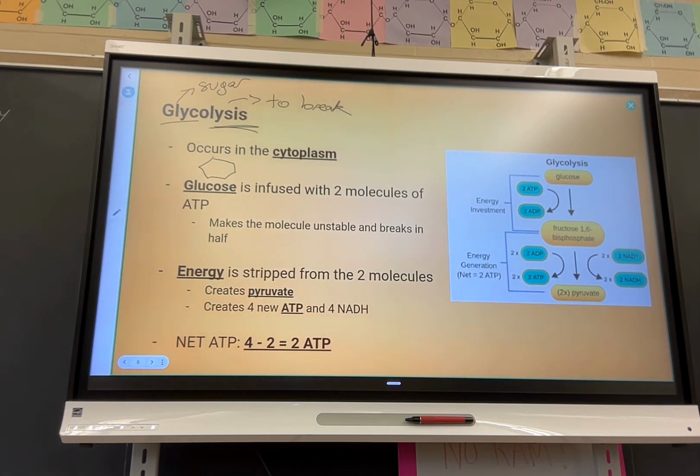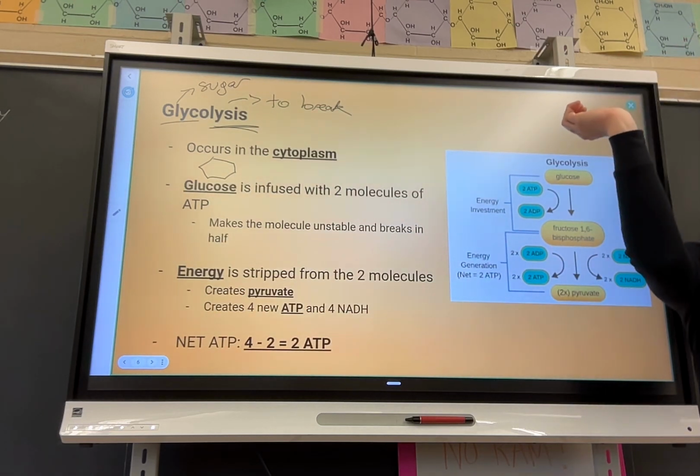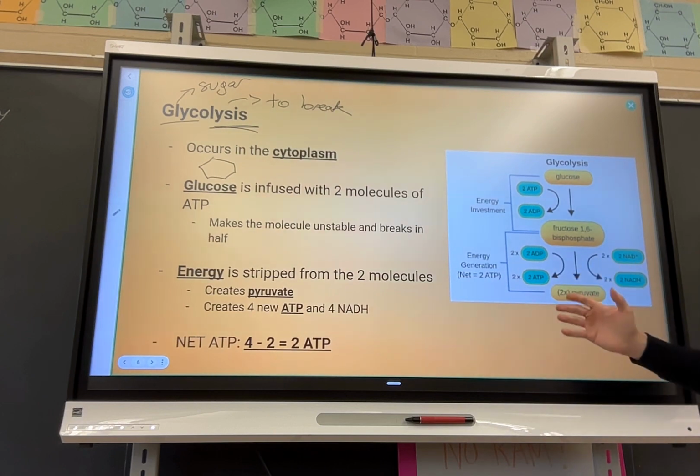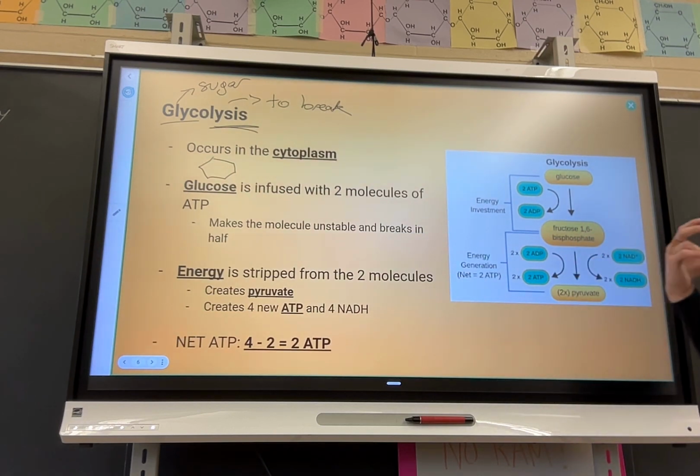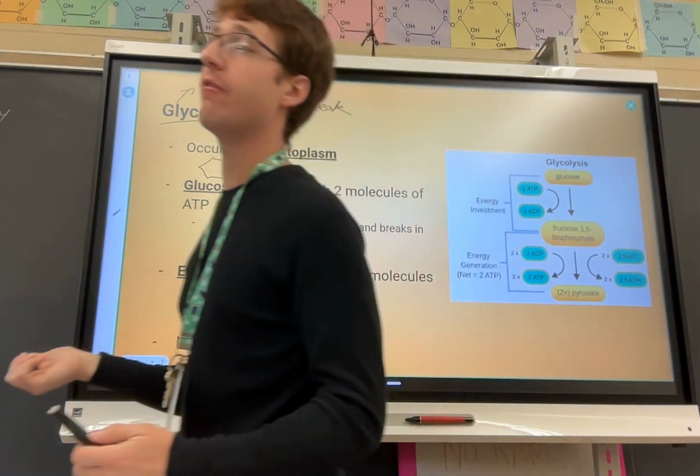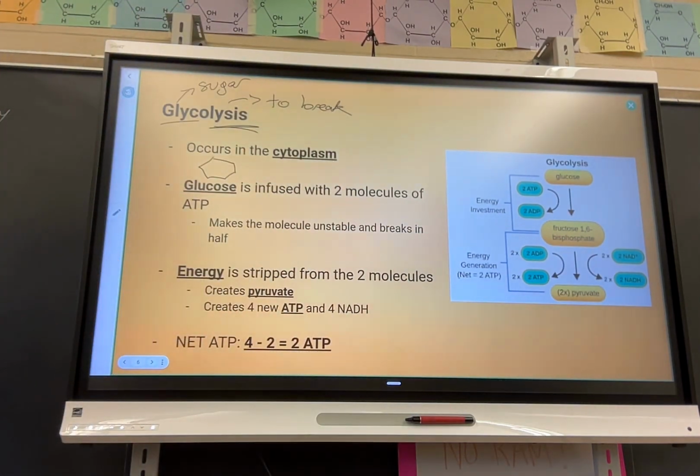You don't need to know that name. But we're going to make a sugar that is highly unstable. And what it's going to do is crack in half. And when it does this, it's going to be a whole lot easier to get energy out of. We're going to crack this molecule in half and create, after a little bit of processing, 2 molecules of pyruvate.